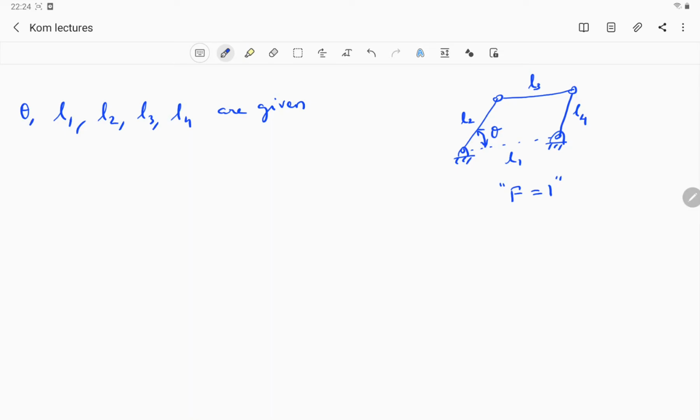Now I need to know what's the configuration of this mechanism. By that I mean, what's the position and orientation of each link. So now the question is, find the configuration of the mechanism. Let's see how to do it.